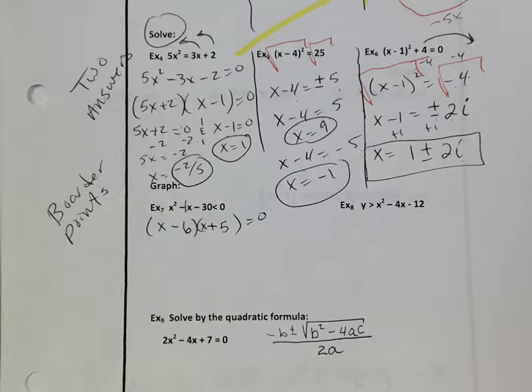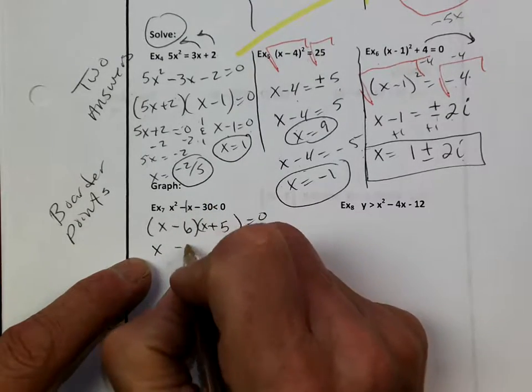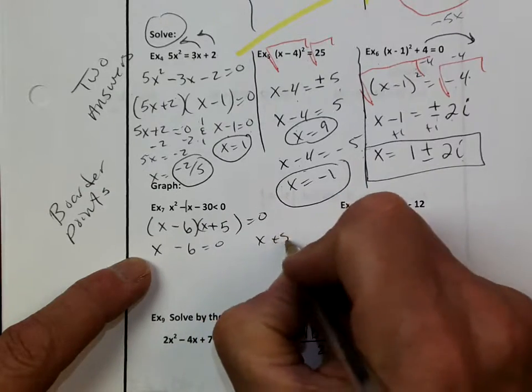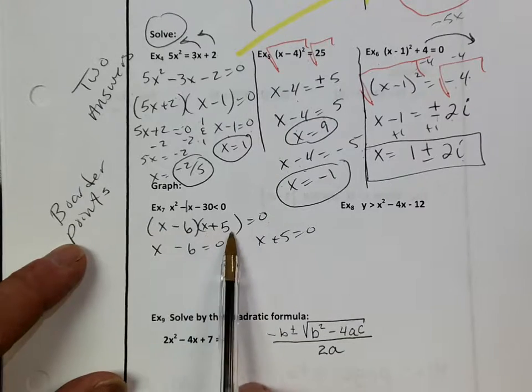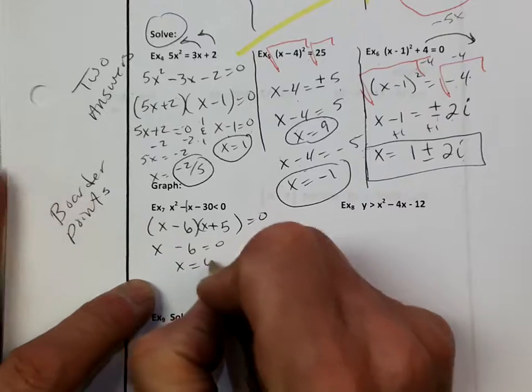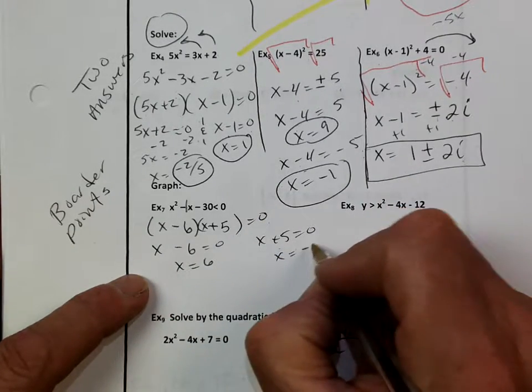Now, of course, we're not done. We have to find our border points, so we set them equal to 0. So we get x minus 6 equals 0, and we're going to have an x plus 5 equals 0. Take the x minus 6, set it equal to 0. The x plus 5, set it equal to 0. Okay, solve. Plus 6, plus 6. One border point is at 6, and the other border point, minus 5, minus 5. The other border point is at negative 5.